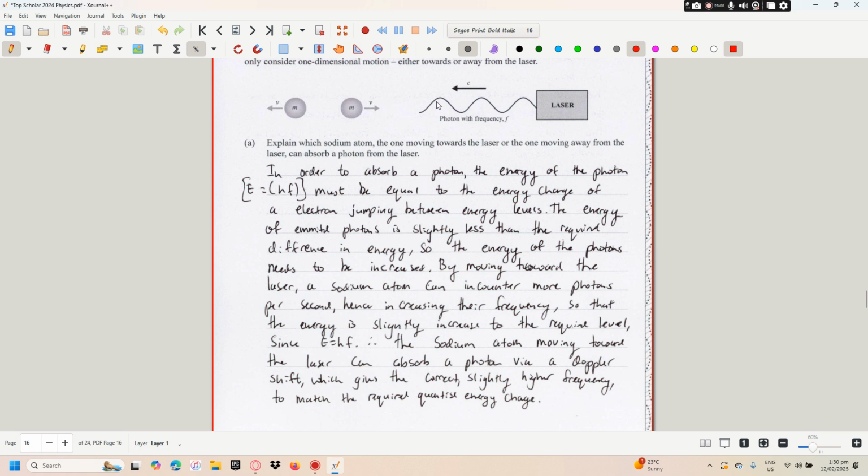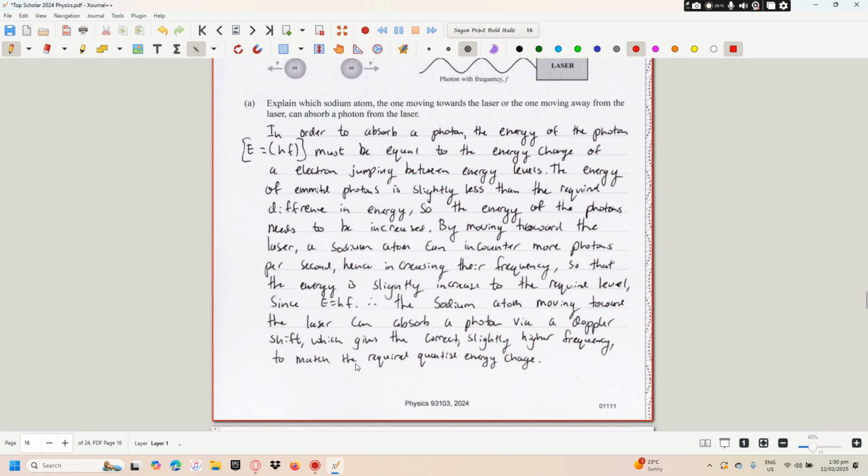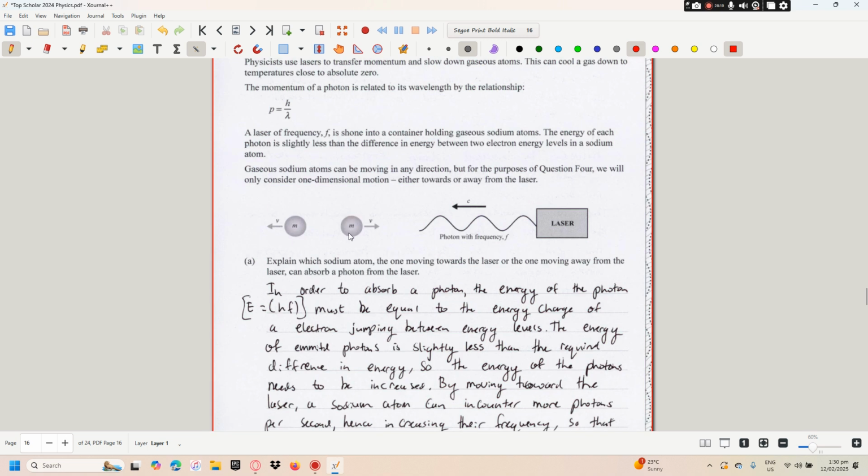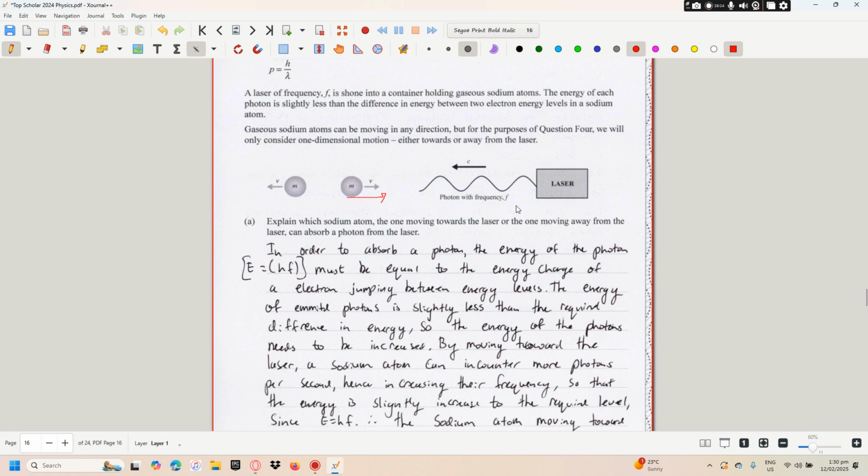The wavelength will be decreased because it encounters more wavefronts per second. I'm not sure whether it's strictly true to say it encounters more photons per second, hence increasing their frequency. That might be a bit of a poor explanation. But it's Doppler shifted, slightly higher frequency, and it matches the quantized energy change. So therefore it can absorb if the photon is moving towards. If the atom is moving towards.